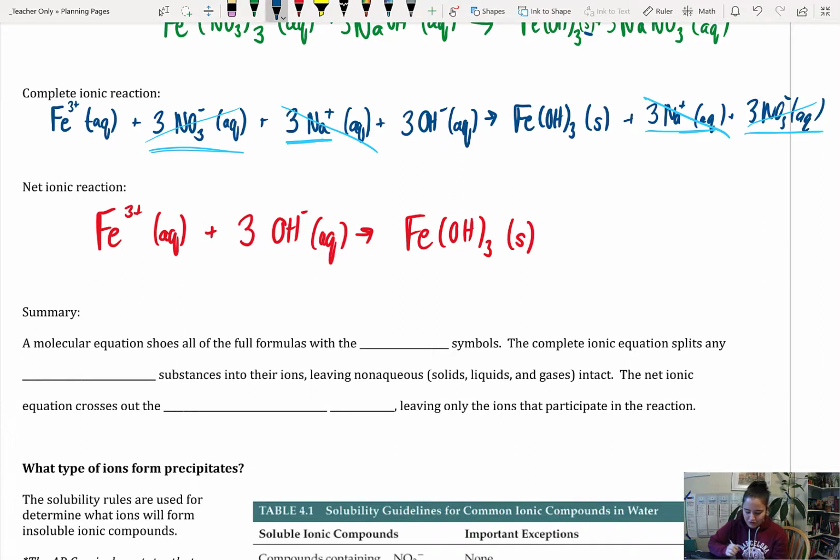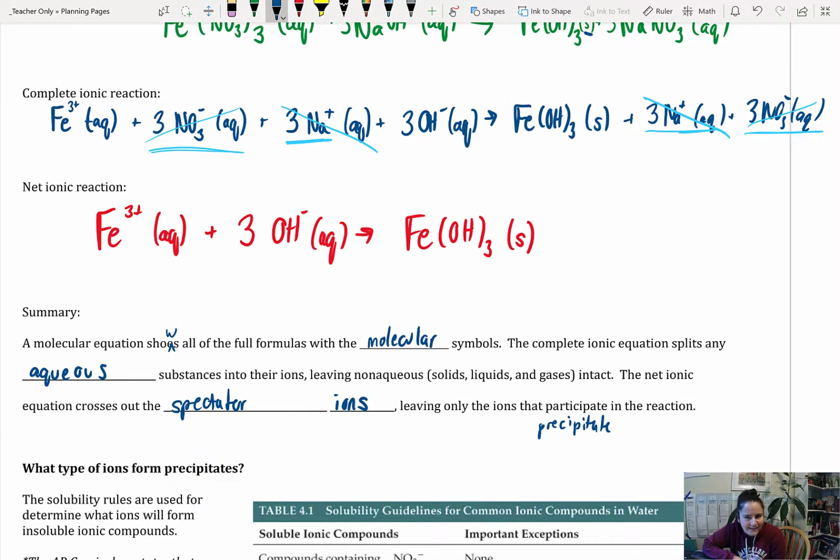A molecular equation, this should say, shows all of the full formulas with the molecular symbols, okay? The molecules. The complete ionic equation splits any aqueous substances into their ions, leaving non-aqueous, so the solids, liquids, and gases, intact. Where the net ionic equation crosses out the spectator ions, those ones that are not involved in the reaction, leaving only the ions that participate or precipitate, you could use either of those words there, in the reaction, okay?